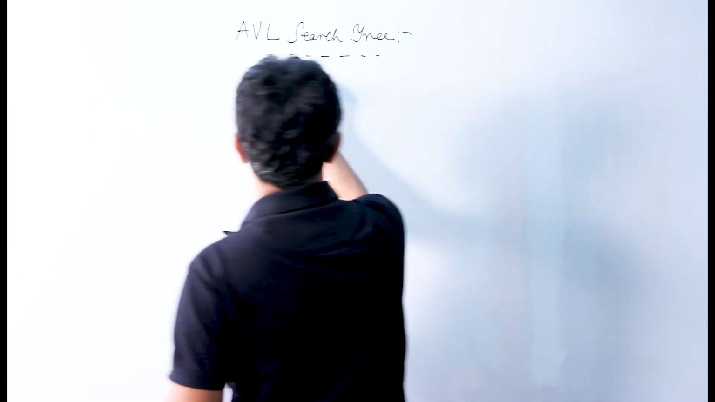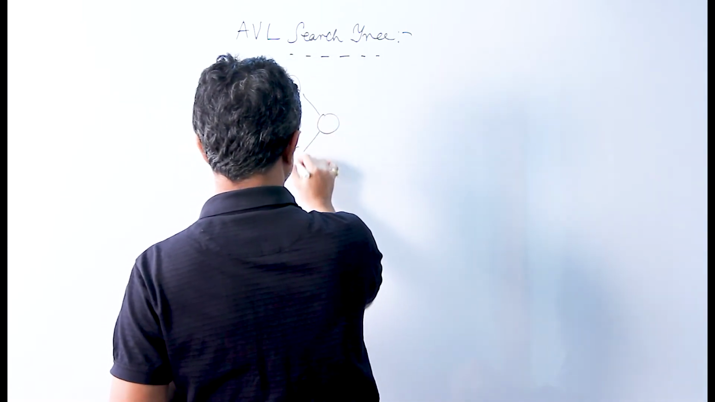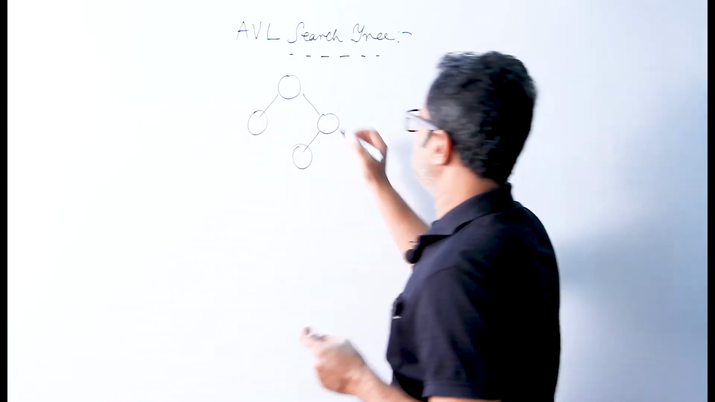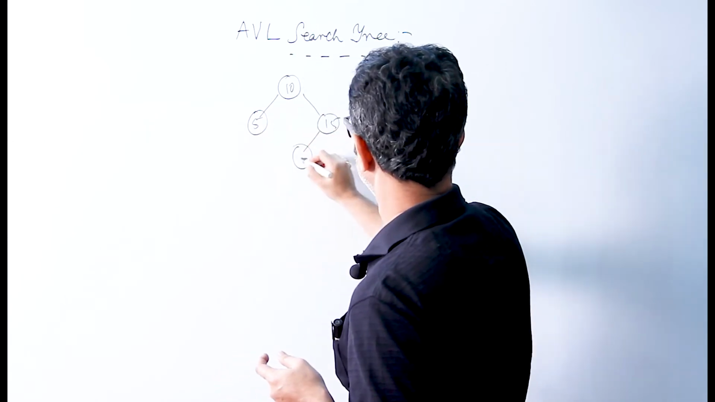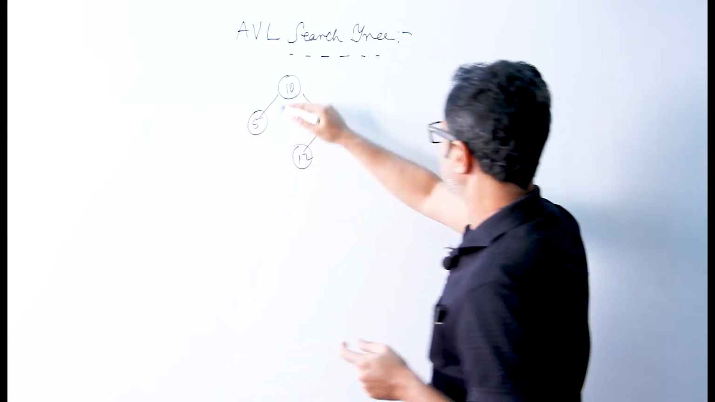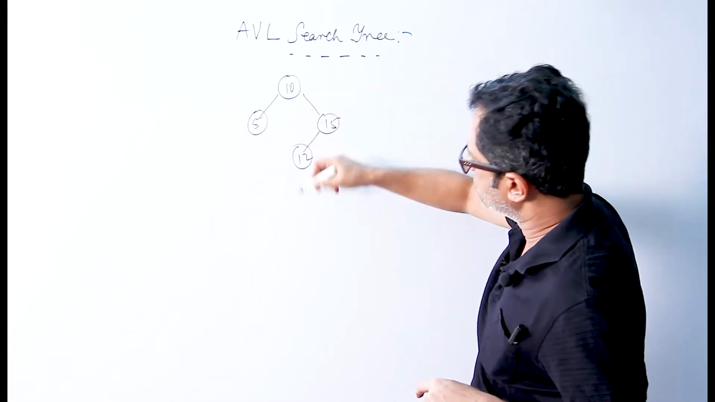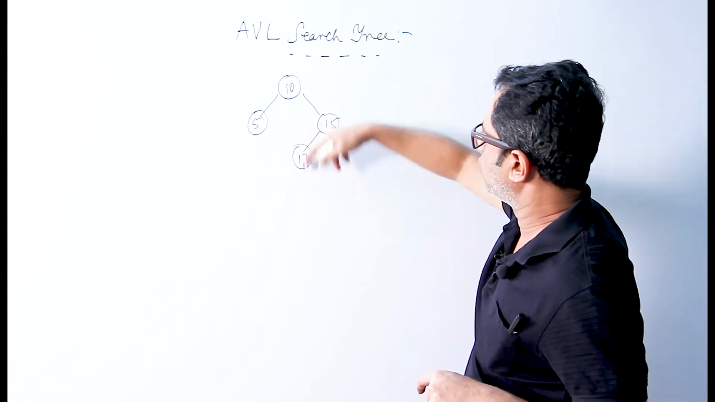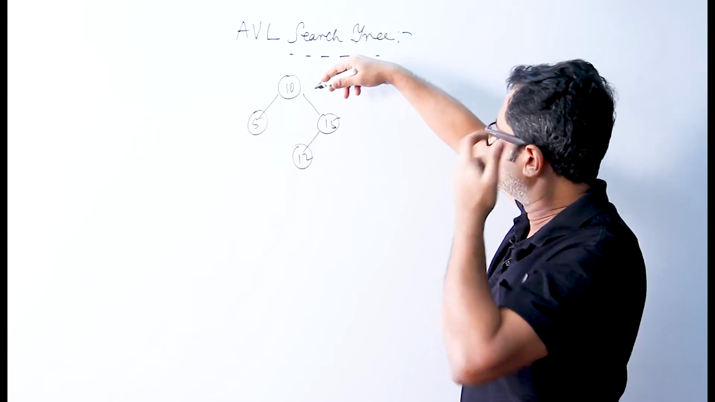Suppose this is an AVL search tree. I am writing a very simple AVL search tree to show you how this entire thing works. Suppose this is 10, this is 5, this is 15, this is 12. So this is an AVL search tree because we can see that it is a binary search tree, partitioned in just the manner we should expect for a binary search tree to have values in it.